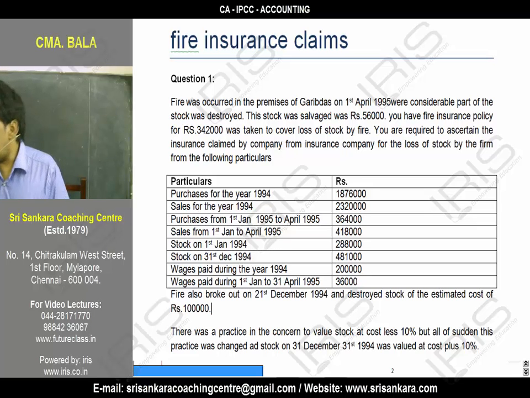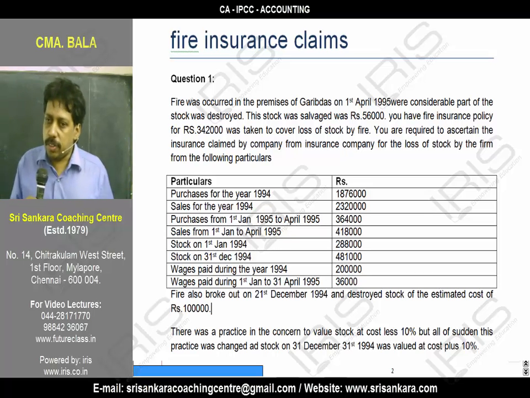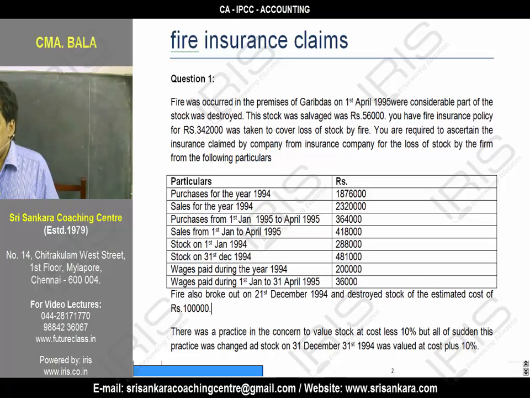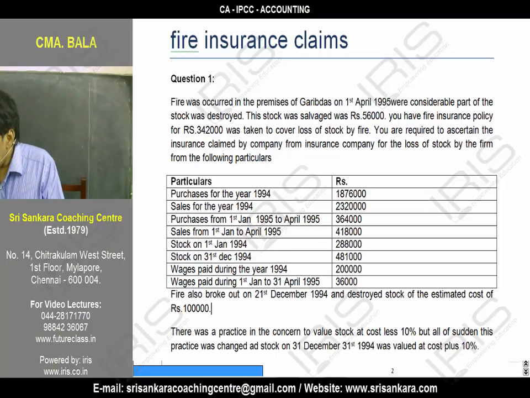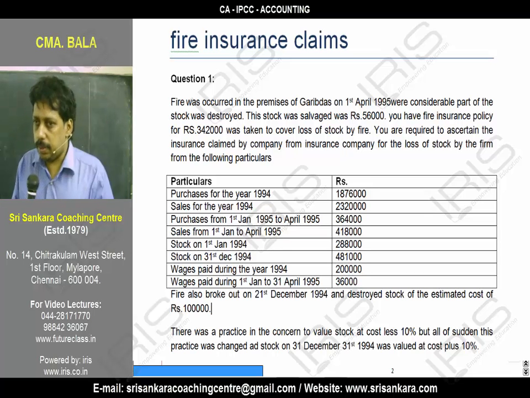Listen now, what happens is, first of all, let's say you are Garib Das. Now how to ascertain the closing stock on the date of fire? For that I got to find what was the cost of goods that was available in that year, that is between 1st Jan 95 and 1st April 95, the cost of goods available minus the cost of goods sold will give what? Cost of goods unsold. A simple logic. We'll take an example.